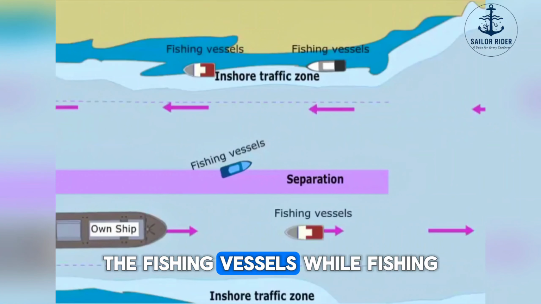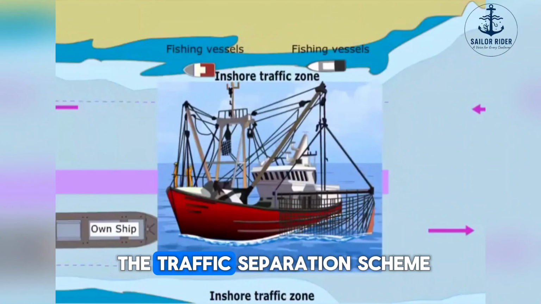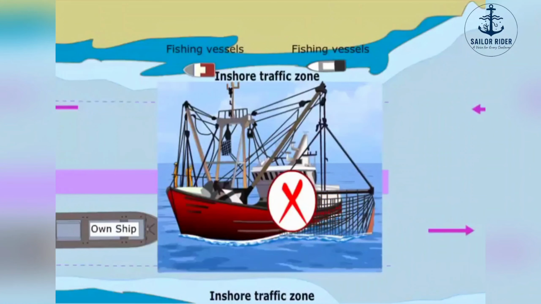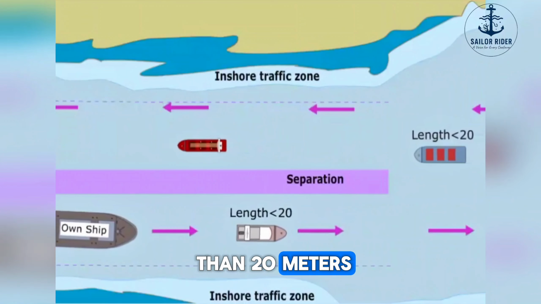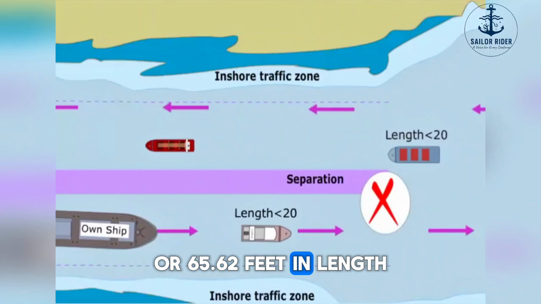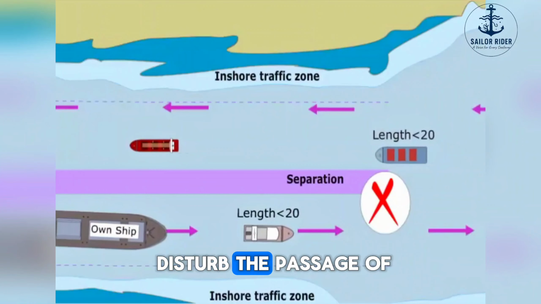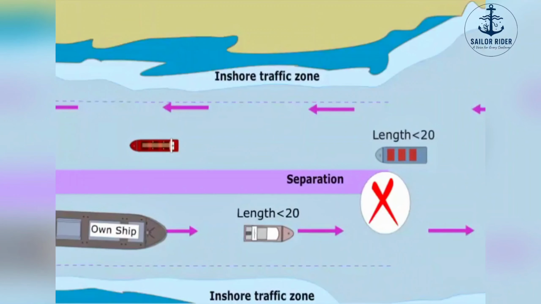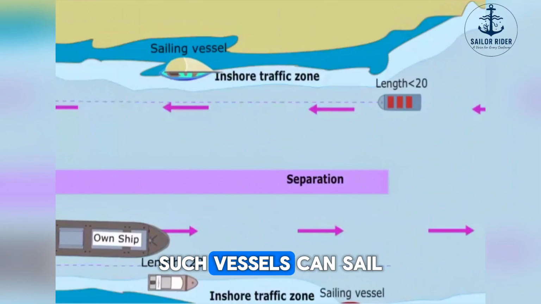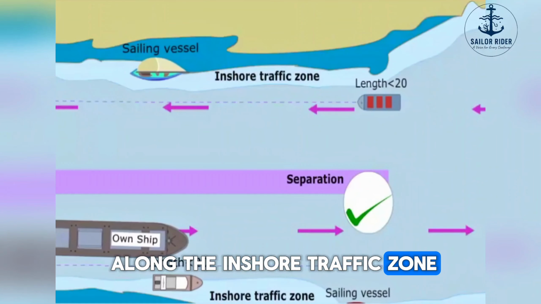The fishing vessels, while fishing, should not come into the traffic separation scheme. The small vessels less than 20 meters, or 65.62 feet in length, should not come and disturb the passage of a ship following a traffic separation scheme. Such vessels can sail along the inshore traffic zone.